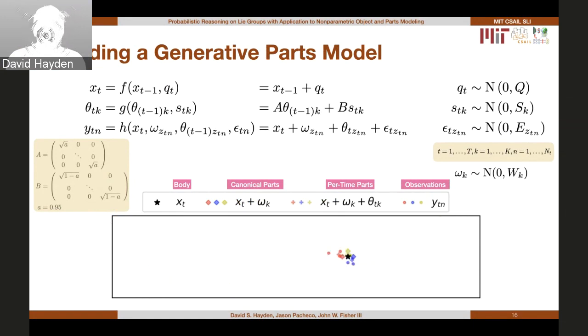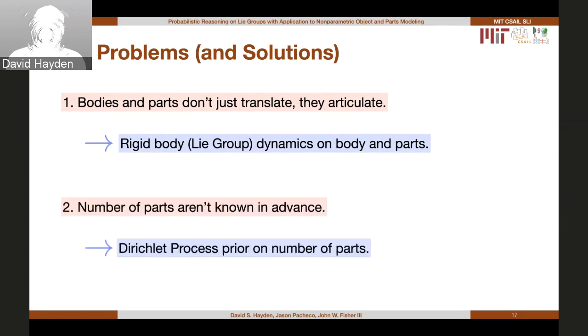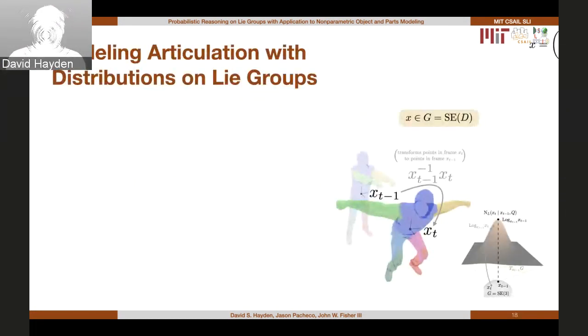So this is fine as a generative parts model, but the problem is that parts don't just translate in this Euclidean space, they articulate. And so we want to go from these linear Gaussian settings to a nonlinear manifold setting where instead of having just random Gaussian innovation on R2 or R3, we're going to be doing random innovations on the space of all rotations and translations. So for that, we're going to impose Lie group dynamics on how the body and the parts move over time. And then we're going to deal with not knowing how many parts there are in advance using a Dirichlet process.